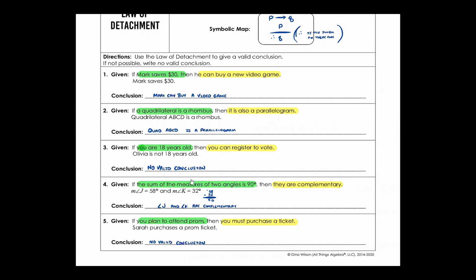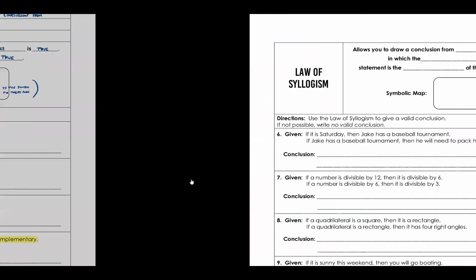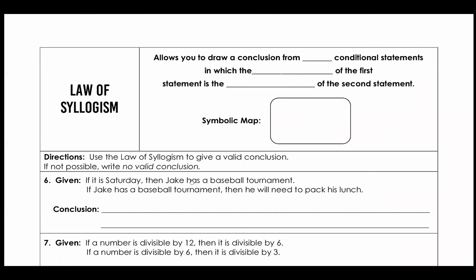The law of syllogism becomes a little more complicated. I know, I'm sorry. So the law of syllogism, we can draw a conclusion from two conditional statements. It's almost like a chain. One thing's going to happen, then another, followed by another set of events that goes along with the first one.